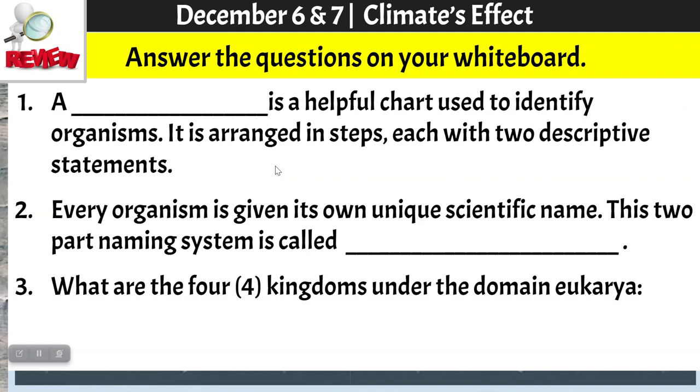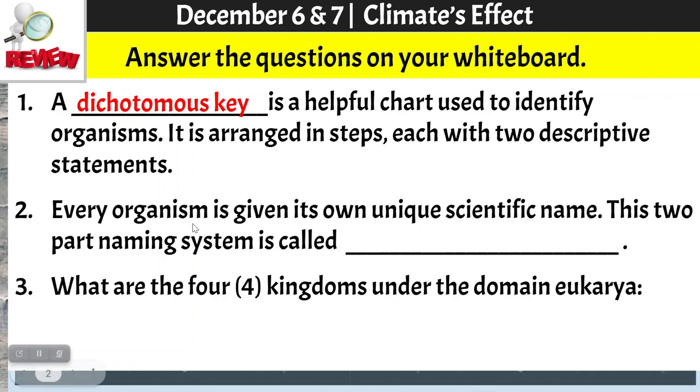So, a blank is a helpful chart used to identify organisms. It's arranged in steps, each with two descriptive statements. So think back, we actually did this to identify pasta and some other things as well. That's going to be a dichotomous key where you're asked two questions and you have to make a choice, and then you are directed to a new question.